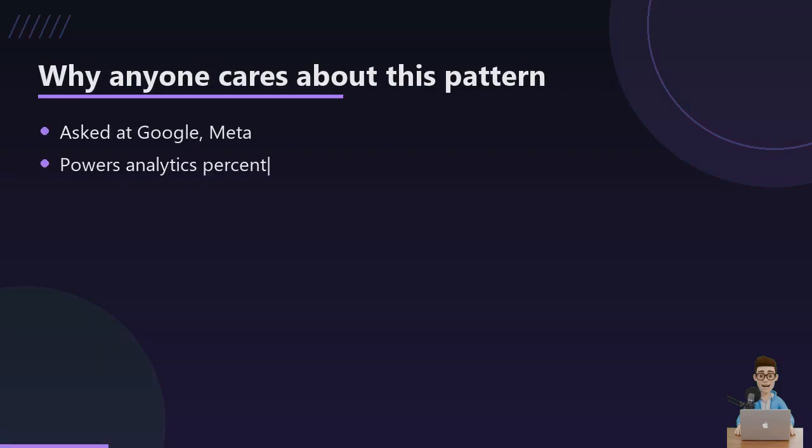This exact shape, pre-compute a distribution once, then answer a flood of queries fast, is how databases and analytics dashboards serve percentiles. Companies like Google and Meta love it because it separates the slow prep from the instant lookup. Learn this pattern once, and you reuse it forever.